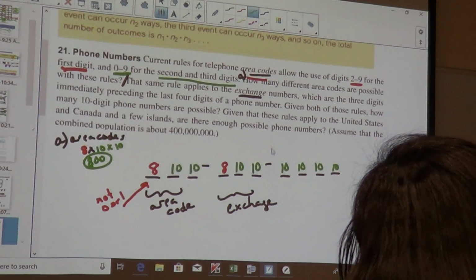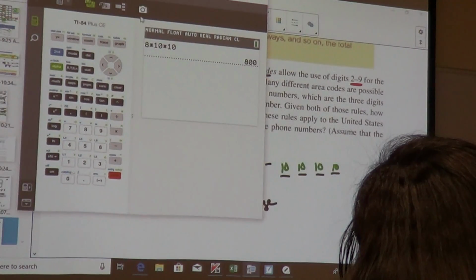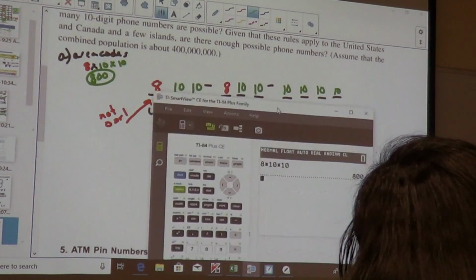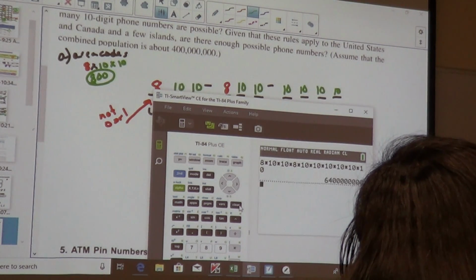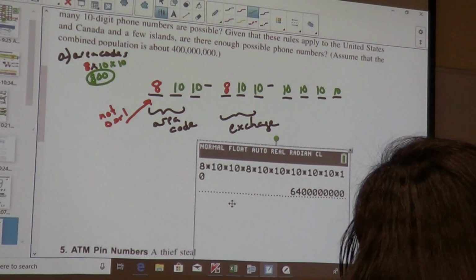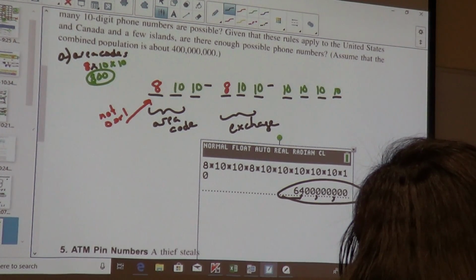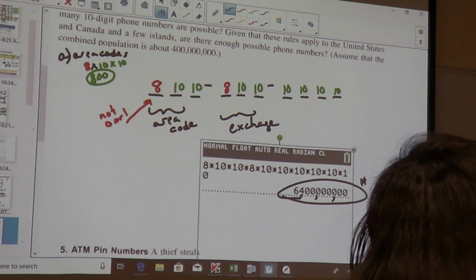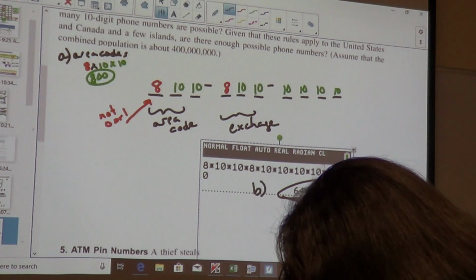So when I go to my calculator to figure out how many numbers I can have in the world, scroll down so that I can see it. It's going to be 8 times 10 times 10 times 8 times 10 times 10 times 10, 10, 10, 10. That's the world, or in the United States, my bad. That many numbers in the U.S. That was question B.